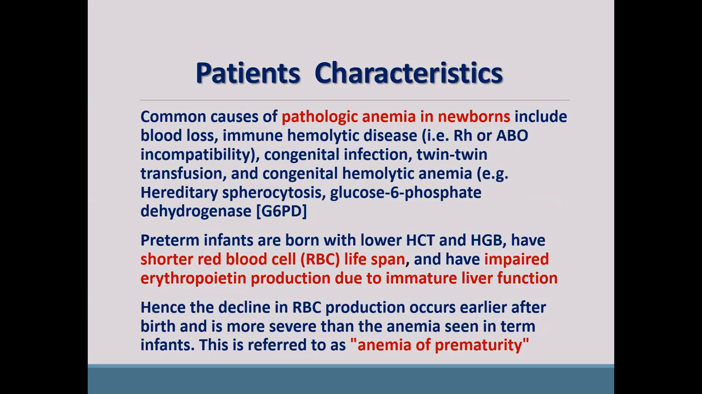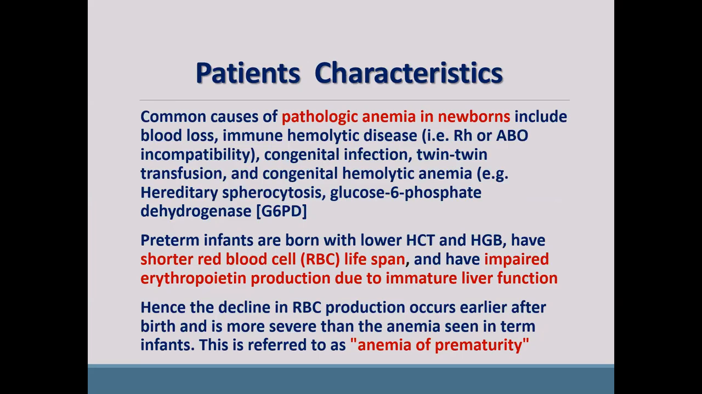We have other causes of pathologic anemia in a newborn, which is different from physiologic anemia, and these include blood loss, immune hemolytic disease like Rh or ABO incompatibility, congenital infection, twin-to-twin transfusion, and congenital hemolytic anemia like hereditary spherocytosis and G6PD deficiency.